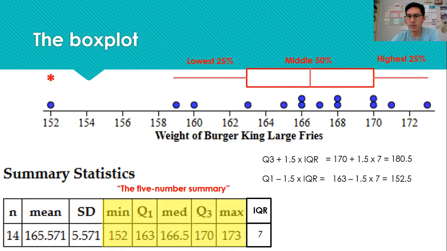So to summarize, we could say typical large fries from Burger King are probably going to weigh in the neighborhood of 163 to 170 grams. Anything from 159 to about 163 would be considered low weight. Anything from 170 to 173 would be considered high weight. And this would be very rare or unusual. We wouldn't expect to see anything that weighs this low when we go to Burger King and order large fries.